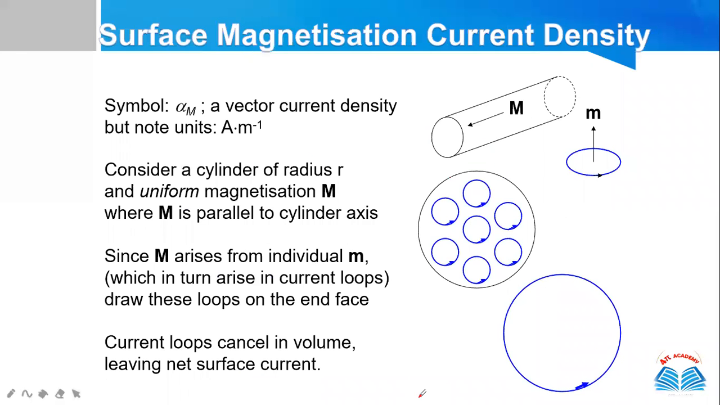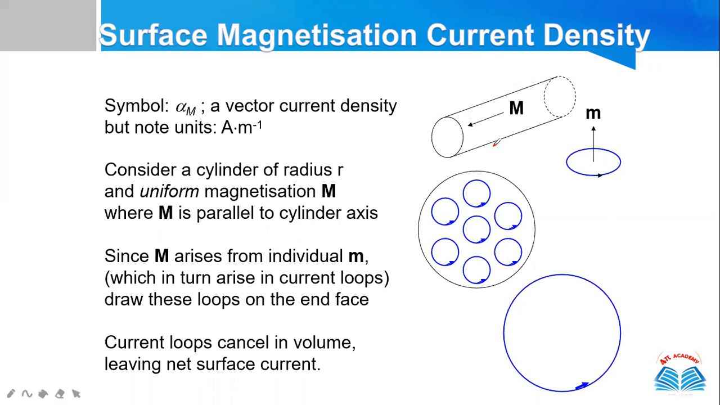So yes, I have told you that magnetization is happening on the surface only because the induced current is on the surface. So now, what is surface magnetization current density and which formulas does it introduce? For surface magnetization current density, the symbol we use is alpha M. Consider a cylinder of radius R. This is your cylinder, and uniform magnetization M is taking place over the surface of this cylinder. M is parallel to the axis of your cylinder.